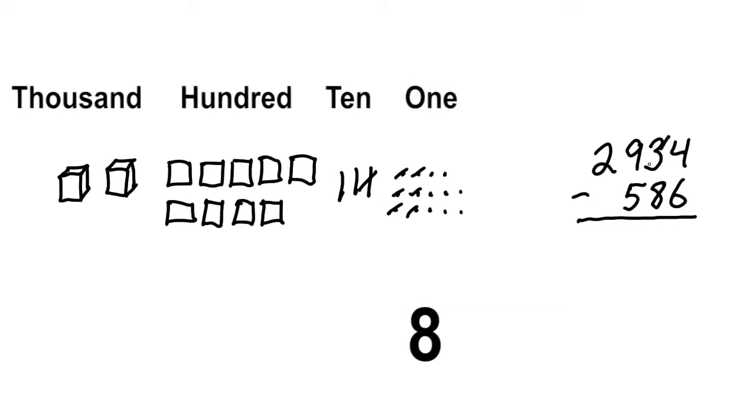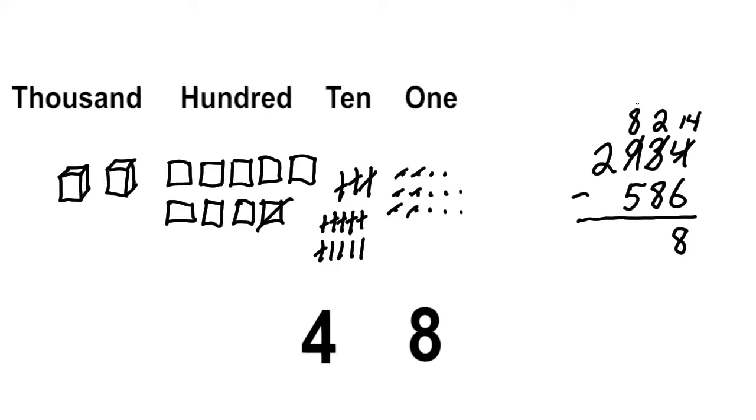Looking at the algorithm, we decomposed one of the 10s into 10 ones, leaving 2 10s and making 14 ones. 14 minus 6 is 8. Next, look at the tens place. There are 2 10s and we need to take away 8 10s. So let's decompose one of the hundreds boxes into 10 sticks and combine them with the other 2 sticks. There are now 12 10s. Now take away 8 10s to get 4 10s. Looking at the algorithm, we decomposed 100 into 10 10s, which left 12 10s. 12 10s minus 8 10s is 4 10s.